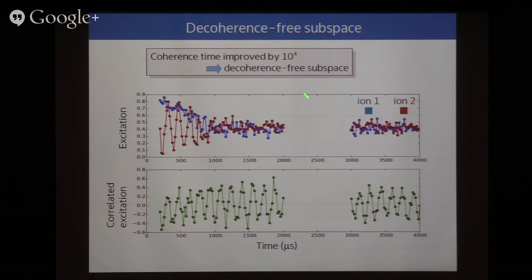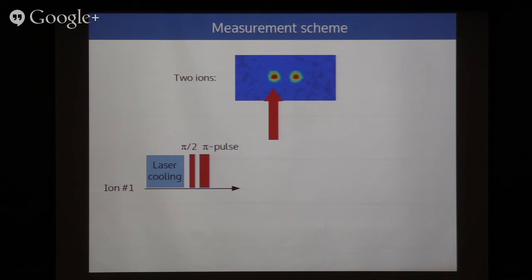And it has been shown that this can actually improve the coherence time by a factor of 10 to the 4. That's why it's called a decoherence-free subspace, because you exploit the symmetry of the noise, or symmetry of the quantum state, to reflect a certain kind. We use this technique in a simplified version.